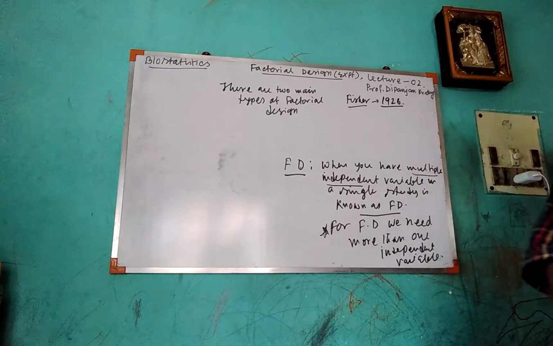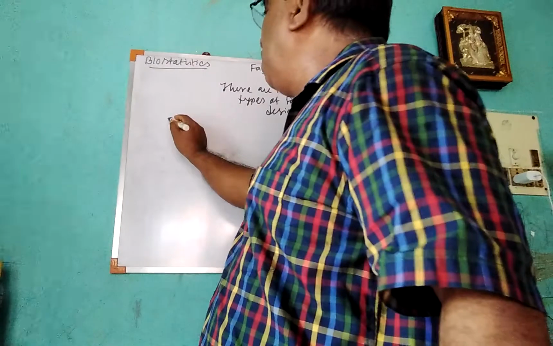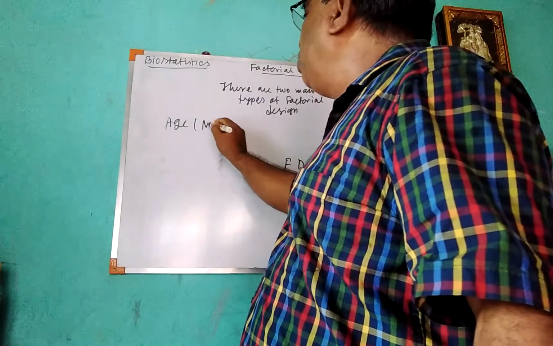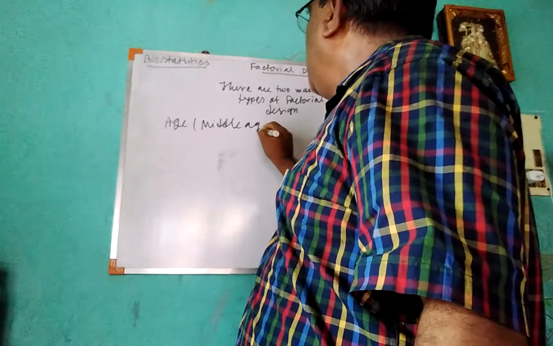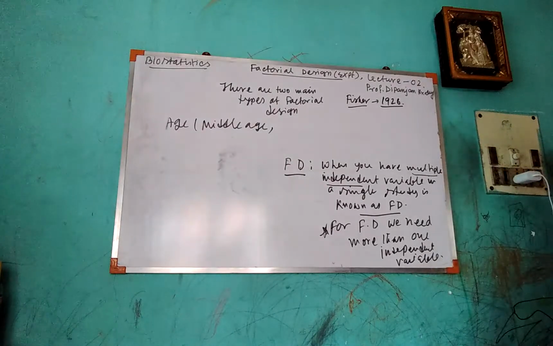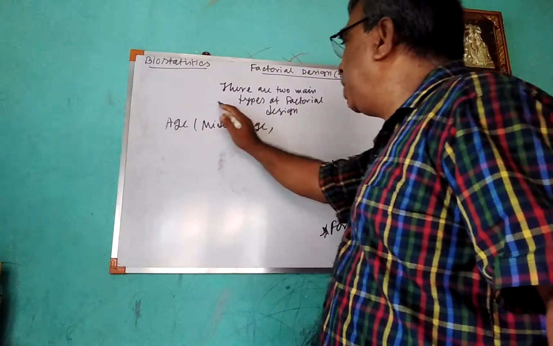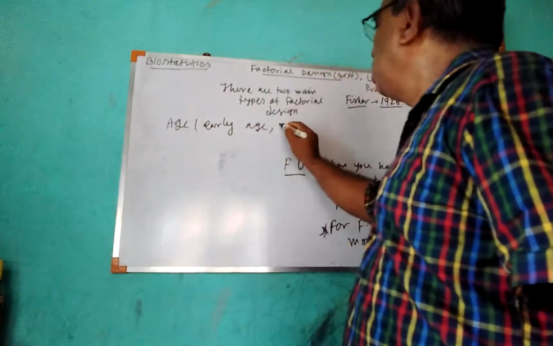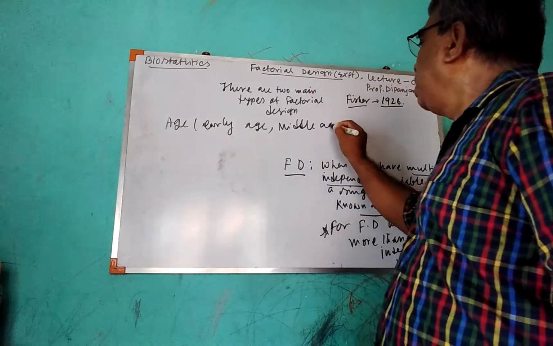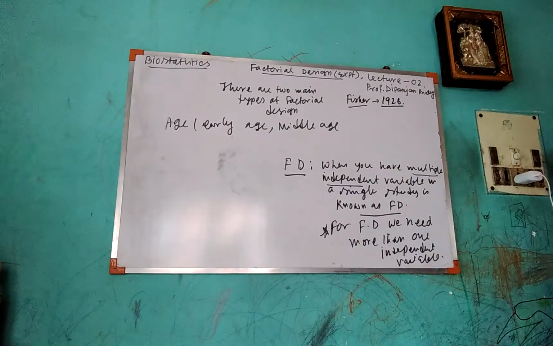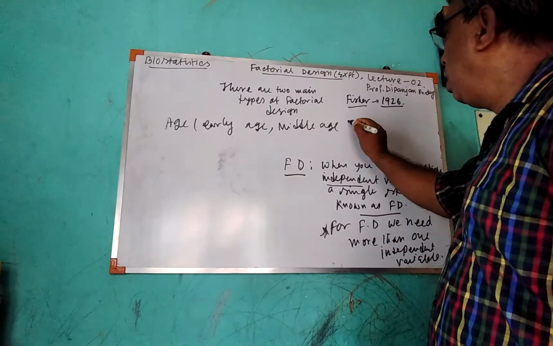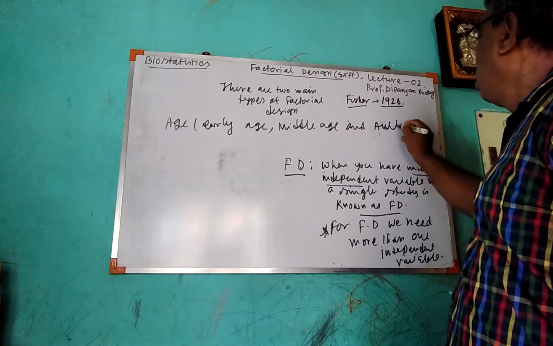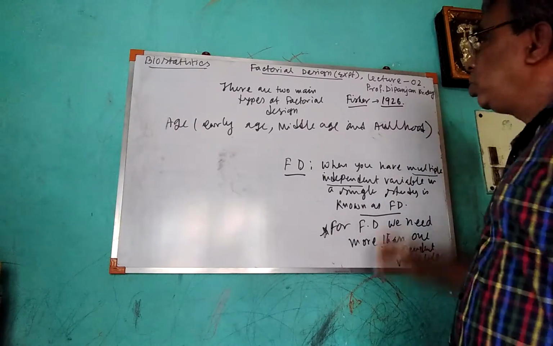Suppose I say age. Age may be of different types: early age, middle age, and late adulthood. Okay, so this is age.